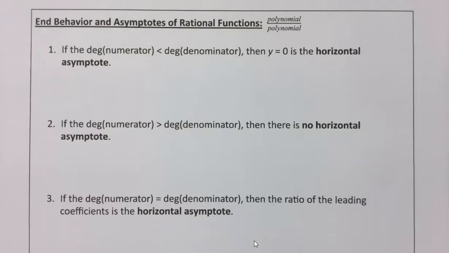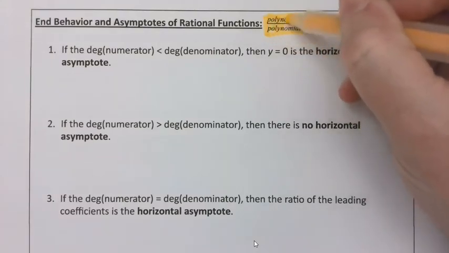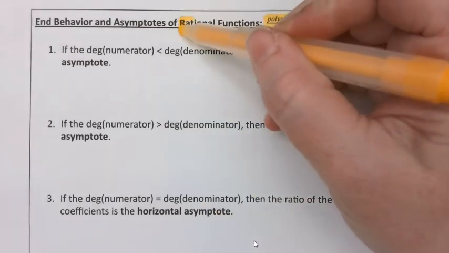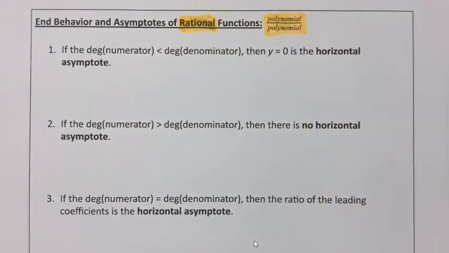These last examples can lead us to some conclusions about the end behavior and asymptotes of rational functions. Now keep in mind, rational functions by definition mean that we're going to have a polynomial divided by a polynomial. This isn't going to be a transcendental function divided by a polynomial, or a transcendental function divided by a transcendental function. Transcendental functions are the trigonometric functions, logarithmic functions, exponential functions, those ones.